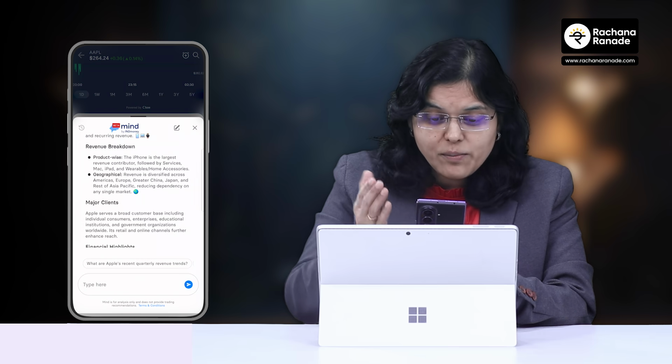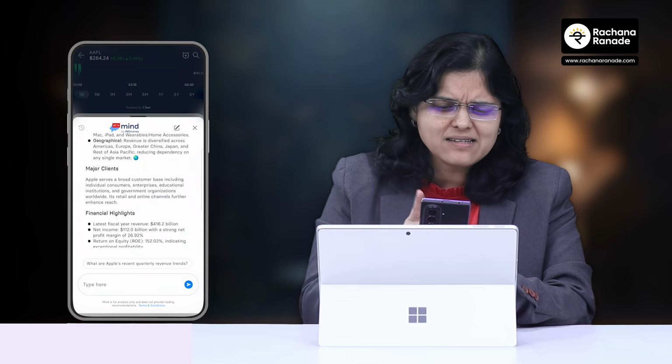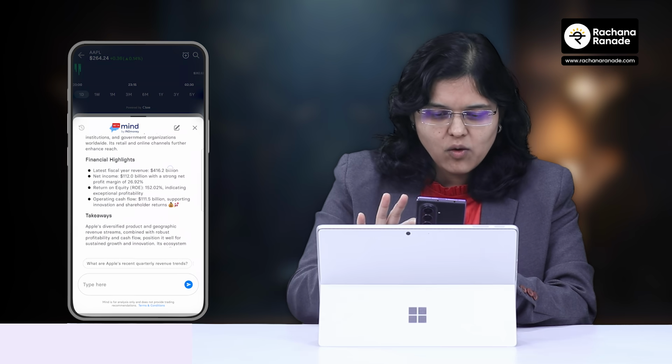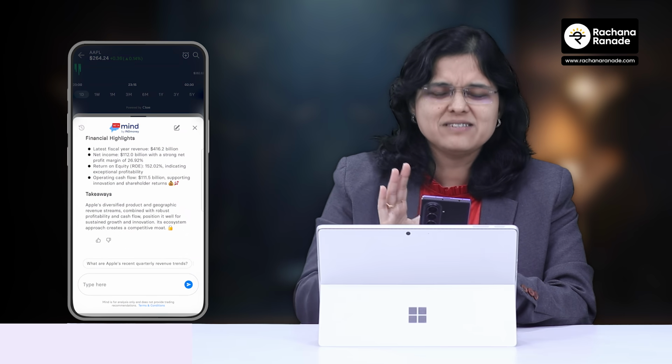You can also get the revenue breakup product wise and geography wise. You can see the major client where it says that it's a broad customer base. Agreed. Oh, I had not asked for one point, but it has already given me the financial highlight and also a basic takeaway.